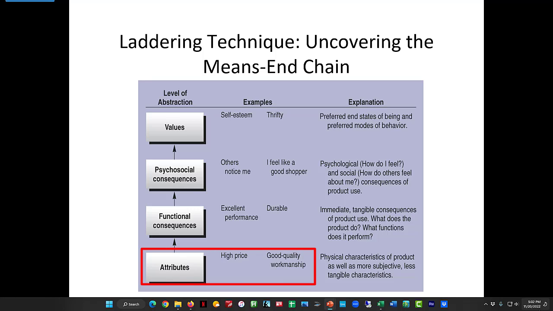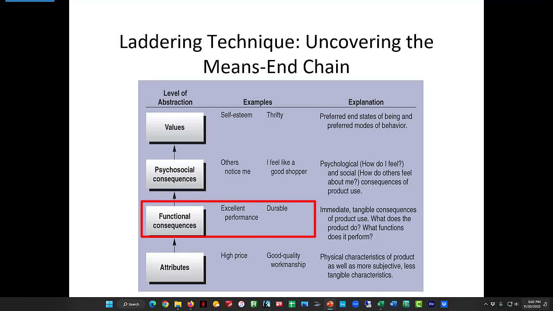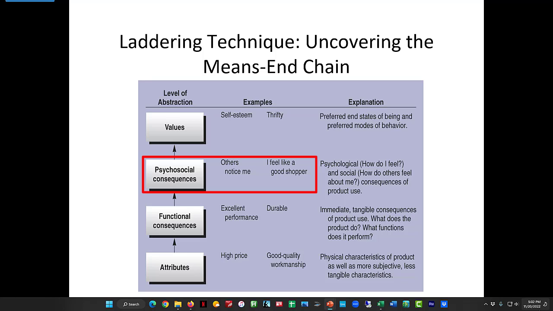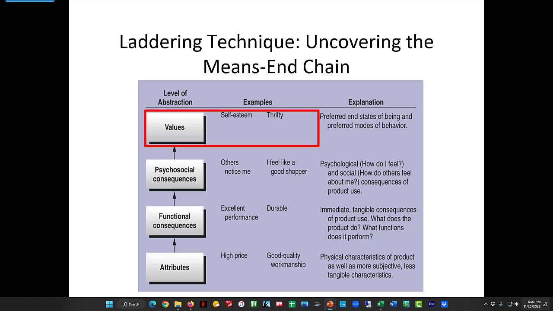Here's an example. Product attributes such as high price or good quality workmanship lead to functional consequences, meaning immediate and tangible consequences of product use, such as durability or excellent performance. These in turn lead to psychosocial consequences, that is, how it makes the consumer feel, or how it makes others feel about that person. For example, I may feel like a good shopper because I use the product, or others may see me in a favorable light. These psychosocial consequences reinforce the values, that is, the desired states that are important to me. For example, they may raise my self-esteem, or I might feel like I'm a thrifty person, which is important to me.